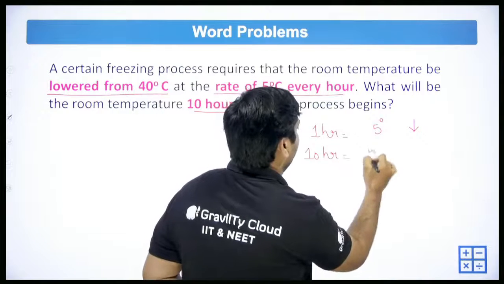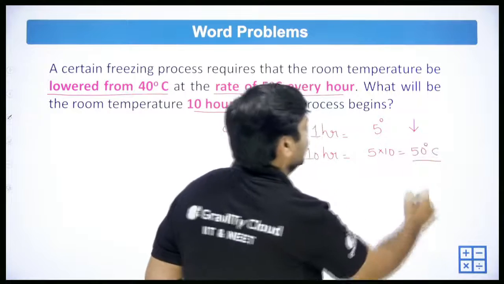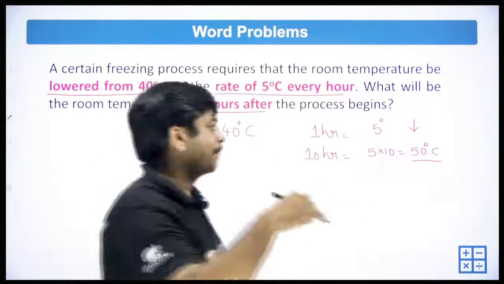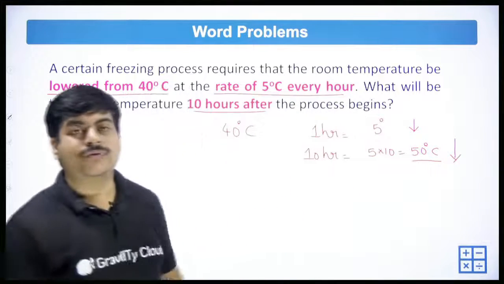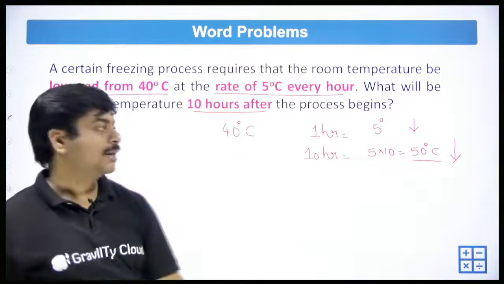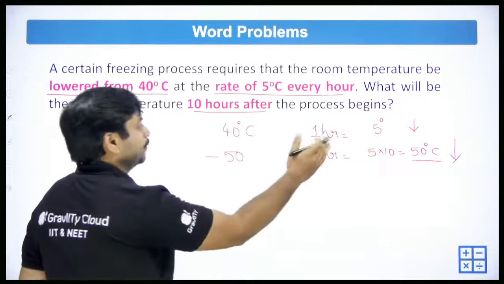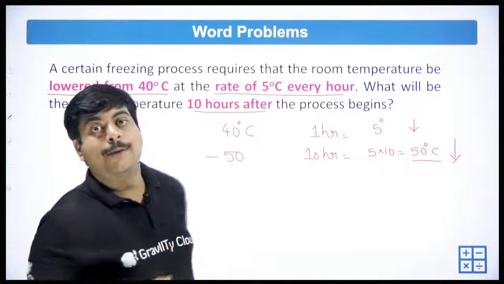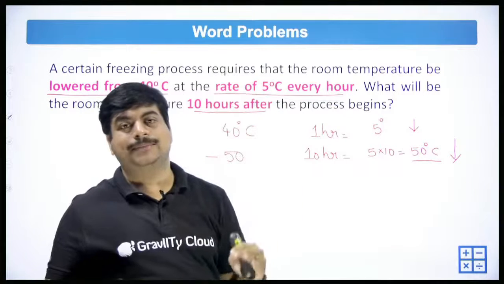it will reduce by 5 into 10, 50 degrees. It will reduce by 50 degrees, correct? From the initial point, it has reduced 50 degrees Celsius. What is the initial point? 40 degrees. So from 40, if you are decreasing 50, you should not go up because you are not increasing, you are lowered. Lowered means you are decreasing.